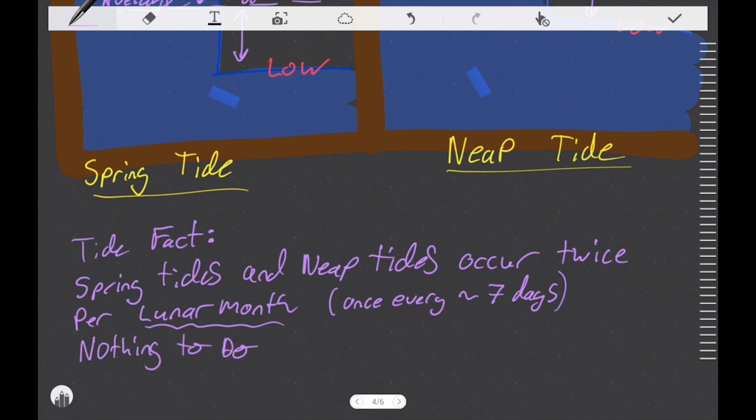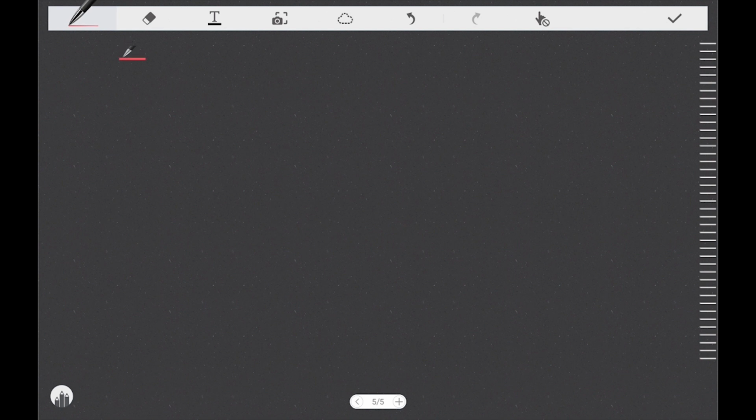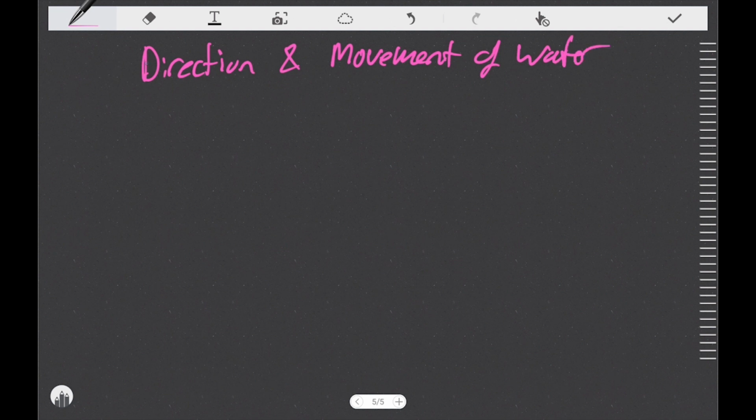So spring tides have nothing to do with the spring season. They happen plenty of times in the year, not only when it's springtime. So now I think we can move on to our second category, which is the direction and the movement of water. And the first word that we're going to define is ebbing.